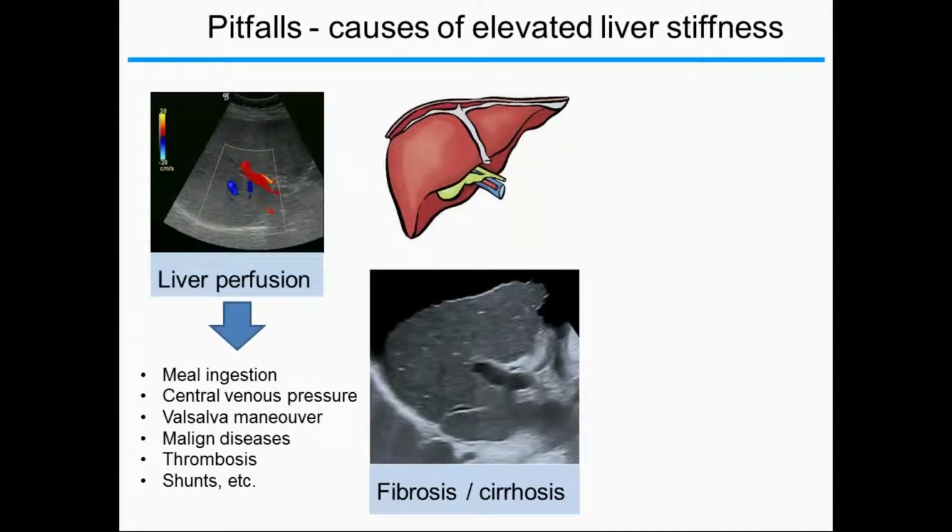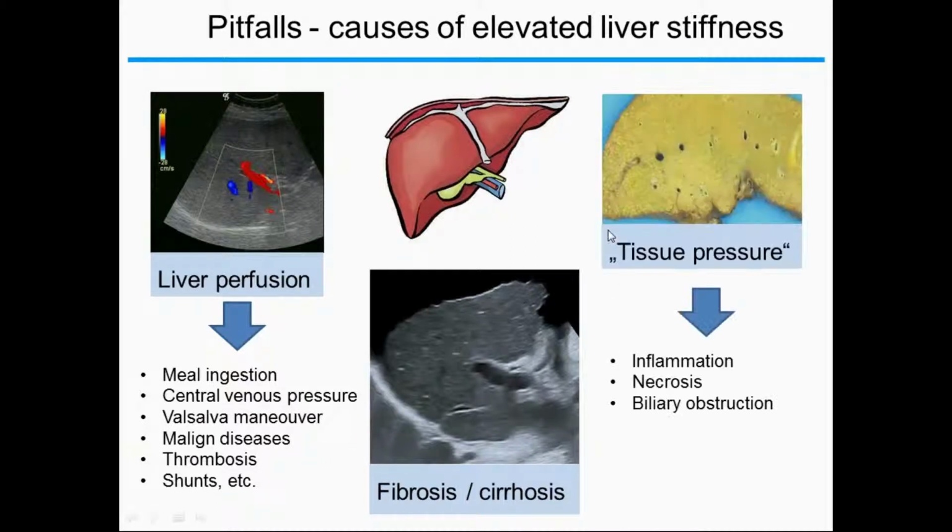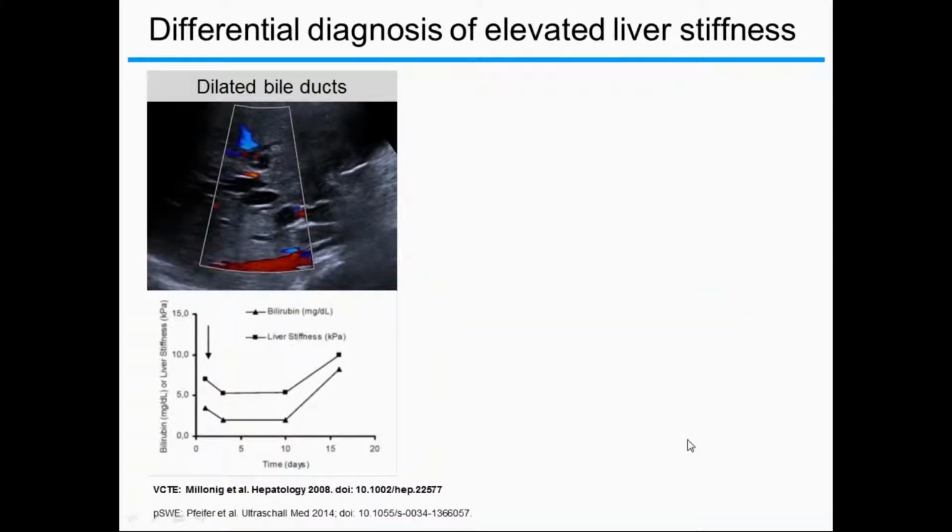So fibrosis and cirrhosis cause elevation of liver stiffness, but there are also other factors which may cause the same. So liver perfusion may modulate liver stiffness, and this is especially relevant in patients after meal ingestion, patients with central venous pressure increase, or malignant diseases, vascular thrombosis, etc. And on the other hand, we have conditions which modulate the tissue pressure, like inflammation, necrosis, or biliary obstruction. And now I will show you some examples of that.